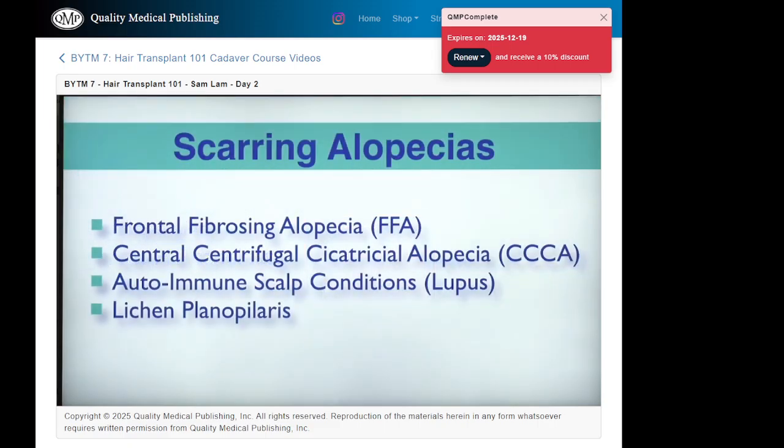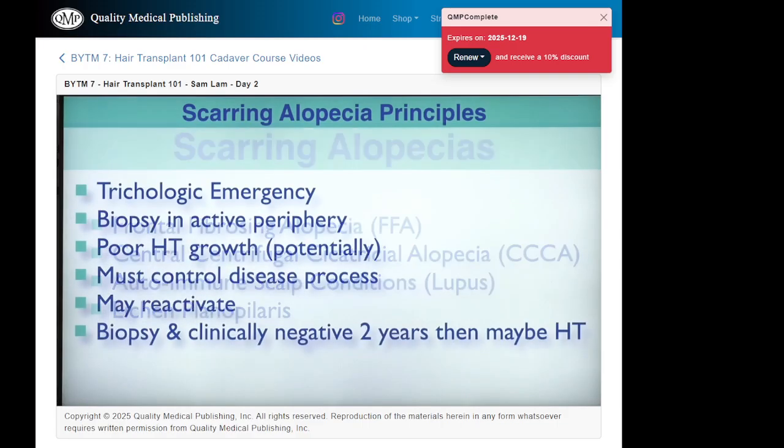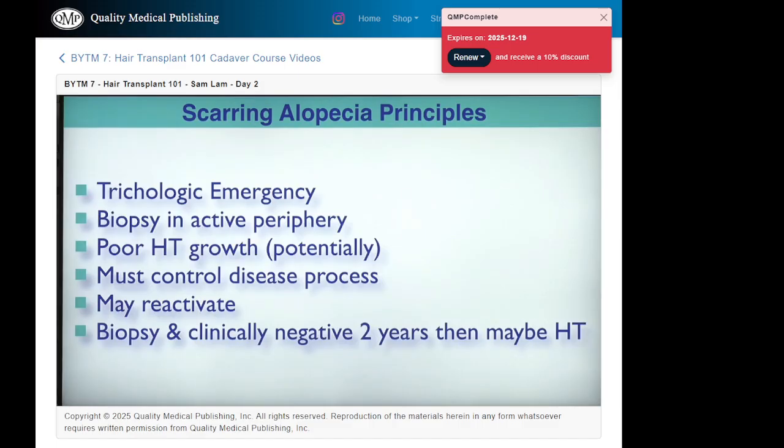So this is the big heart of this talk. It is the core of the reason I put this lecture together: scarring hair losses. You cannot miss this. And you will miss it, but you cannot miss it. These are the things I need you to understand. To me, a scarring alopecia is a trichologic emergency, which basically means you don't sit on this, because once that field is being destroyed, it doesn't come back. It gets worse and worse, and there's no exit on this.